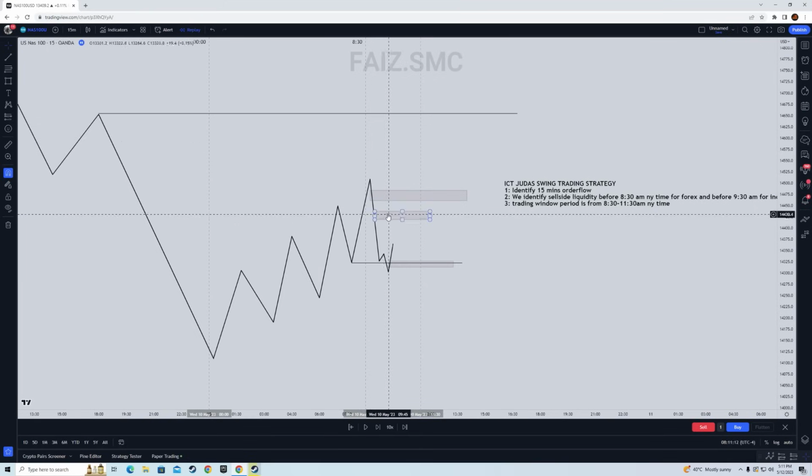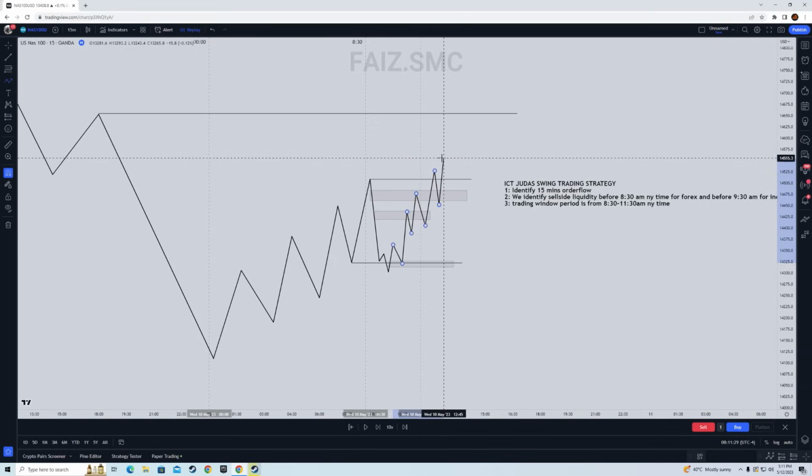Or you can take some partials at these levels and you target this next liquidity level. Most of the time what's going to happen, price is going to tap into your entry zone, and it's going to maybe reverse from here, maybe give you a pullback, then hit this level and then take out this liquidity, and it could actually just go ahead and take out this liquidity here as well. So this is the strategy, guys.